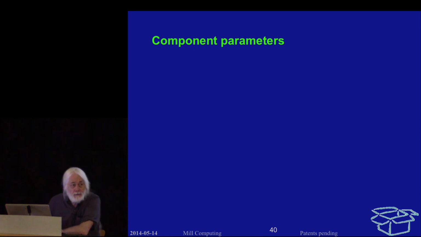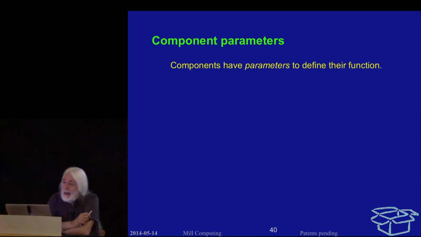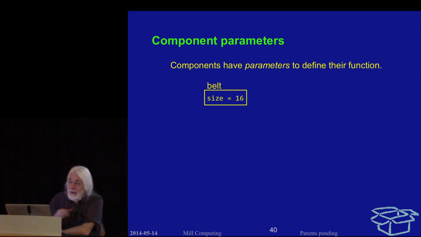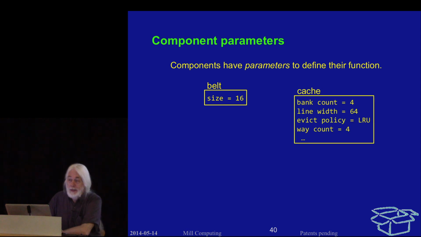Each one of the components at every level has numeric parameters which help to define their function. A component, which is the belt, one of its parameters is how big is it? How many different positions are there? That's simply a number, a constant in that specification file. I'll be happy to walk you through that specification file in detail and show you what each one of the things are. Caches have got more arguments. How many banks? What is the line width? Eviction policy? Lots of other arguments as well.